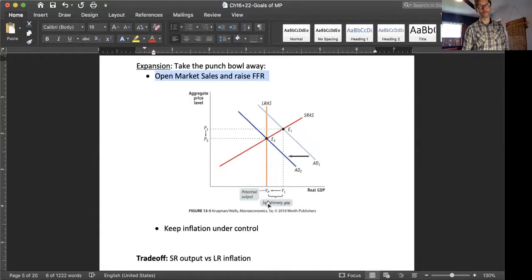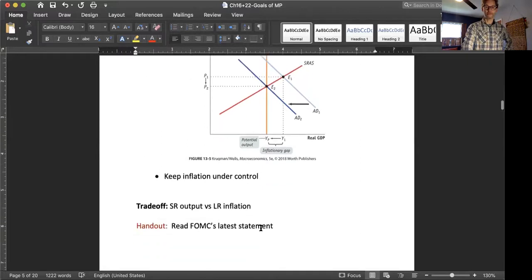We don't want the economy to grow too slow, but we also don't want it to grow too fast, because that's going to help keep inflation under control. So that's what we mean by leaning against the wind. When the economy slows down, the Fed speeds it up. When the economy speeds up, the Fed slows it down, right?